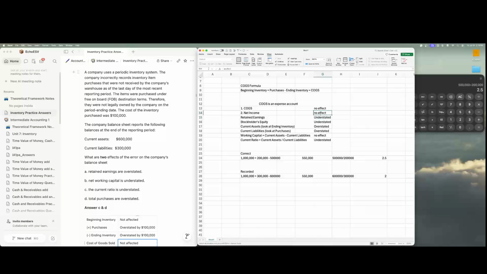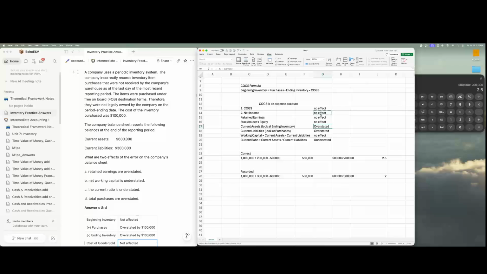So because the net income is correct, there's not going to be an effect on retained earnings, as well as there's not going to be an effect on the stockholders' equity. But the current assets as well as the current liabilities actually are overstated. Because those both are overstated by the same amount, the working capital is actually going to have no effect either, because they're both overstated by the same amount. So the working capital will have no effect.